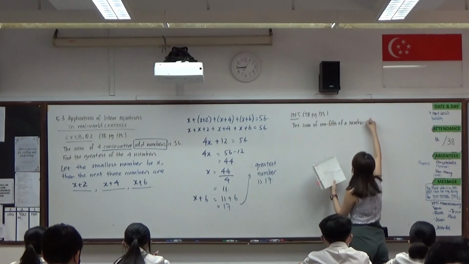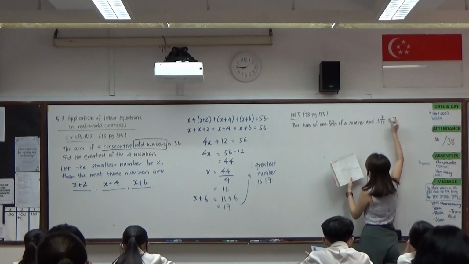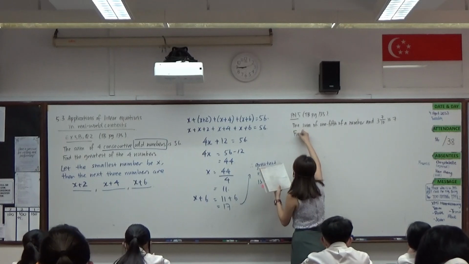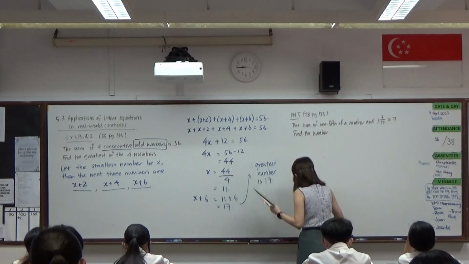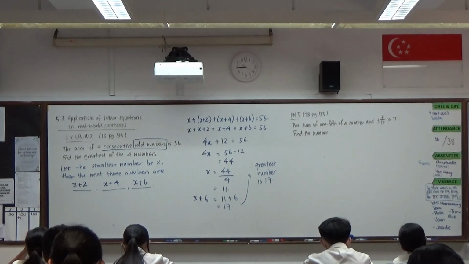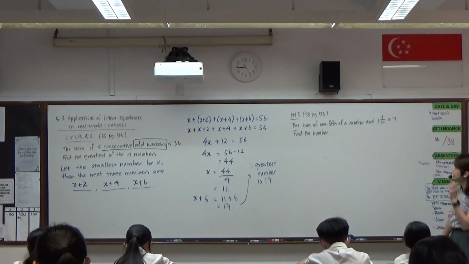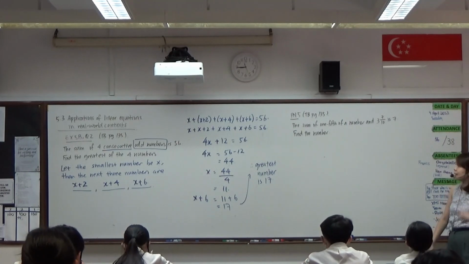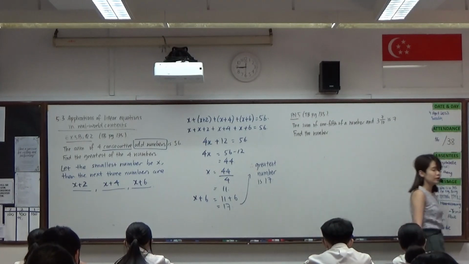Involving fractions. It says that the sum of 1/5 of a number and 3 and 7 over 10 is 7. Find the number. So how will you start off?